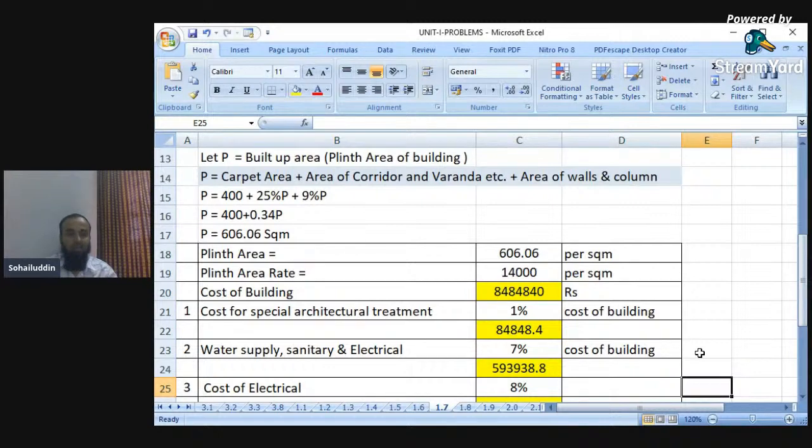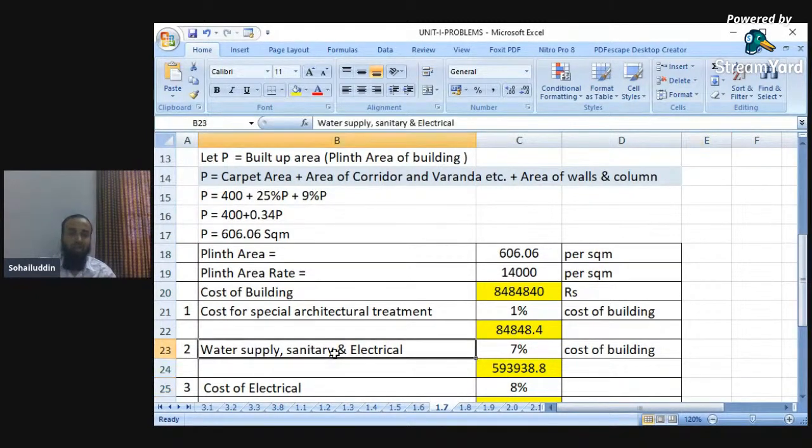Next is water supply. Again, the amount to be reserved for water supply, sanitary and electrifications. As I have already said, this percentage depends upon your experience of different construction works. In future, if you are dealing with more buildings, then you can fix these percentages. How much percentage is required for water supply and sanitary electrifications, or for architectural treatment, requires some experience. After much research, experienced engineers have decided this percentage.